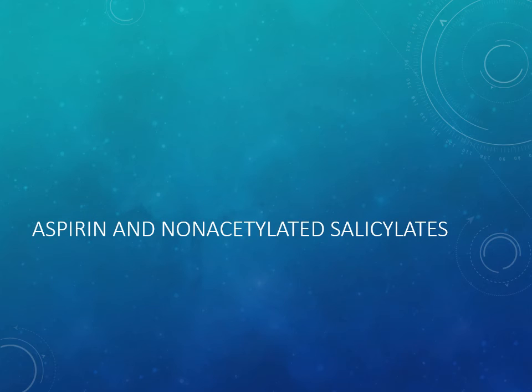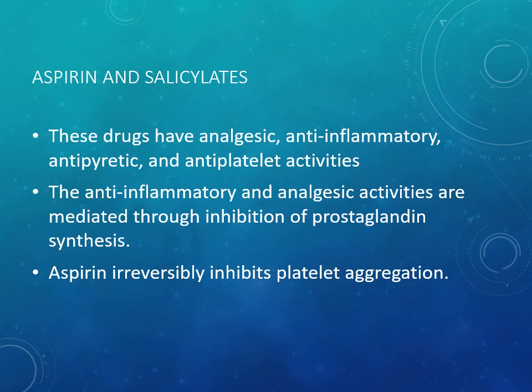Now we'll talk about aspirin and non-acetylated salicylates. So aspirin, salicylates, these drugs have analgesic, anti-inflammatory, antipyretic, and antiplatelet activities. And the anti-inflammatory and analgesic activities are mediated through inhibition of prostaglandin synthesis, just like the NSAIDs. But aspirin is a good inhibitor of platelet aggregation. And so it has many uses, and we often use this for patients at risk for clotting.